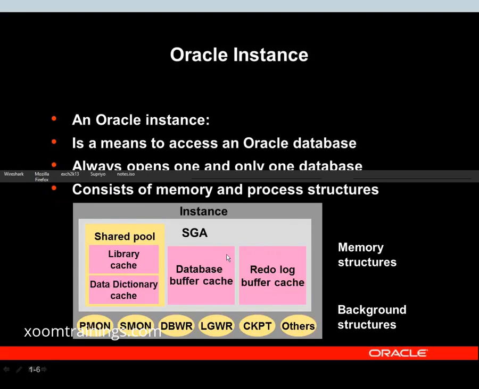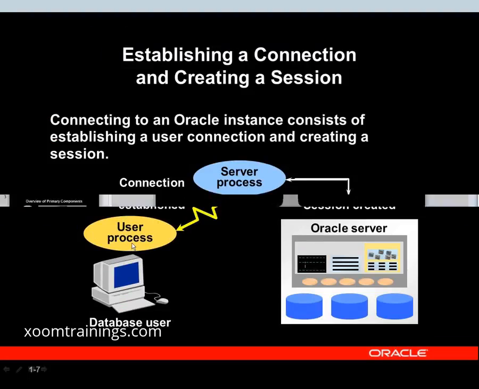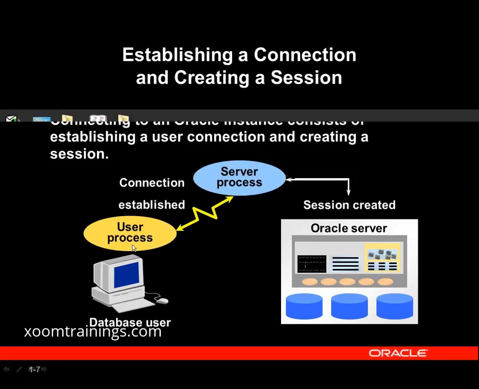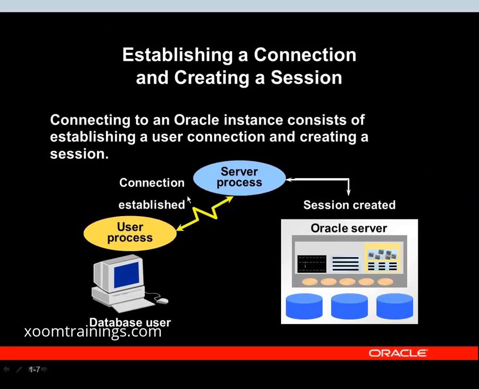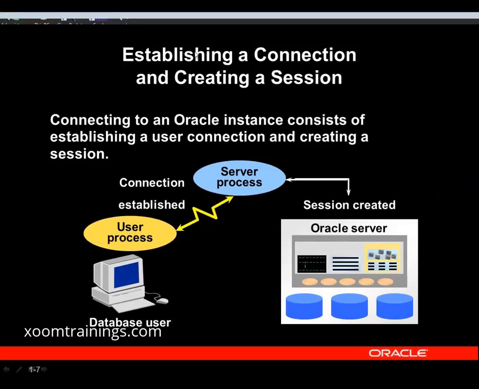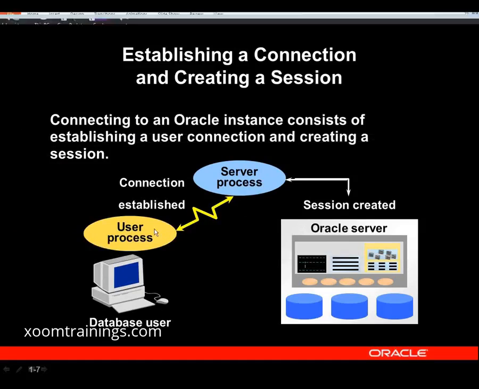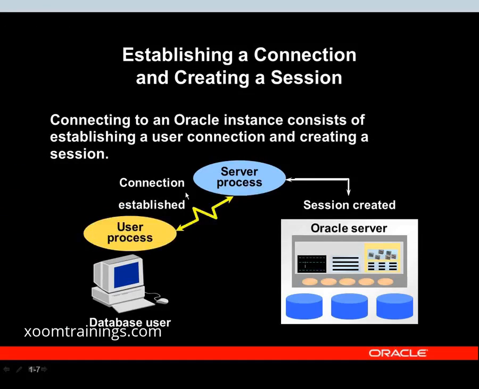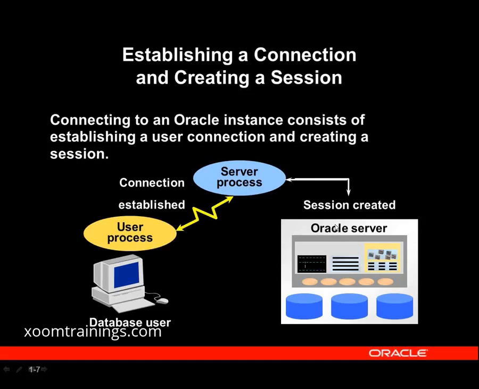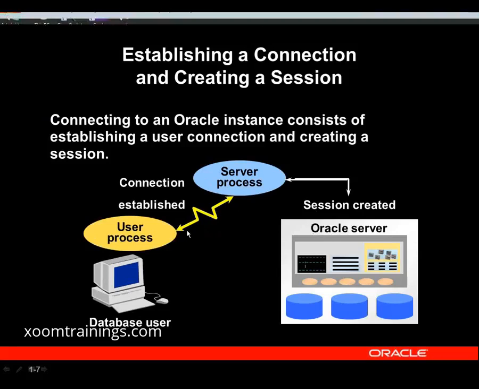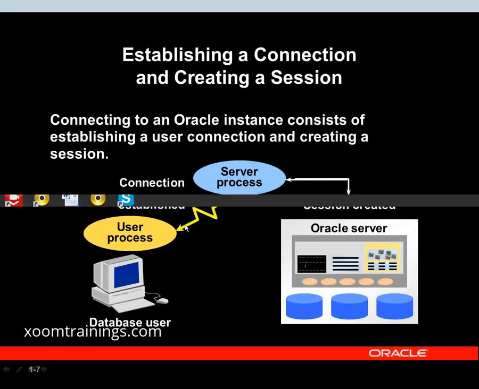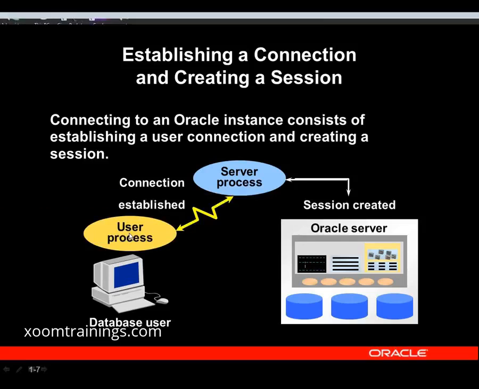Now, how does the connection happen? As I said, the user fires some commands and gets connected to the database. How exactly is the process going to happen? This is establishing a connection and creating sessions. So what exactly happens between the user process and the server process, and how is the connection created? This diagram shows how a connection is established. The connection is only between the user process and the server process, not directly to the instance.